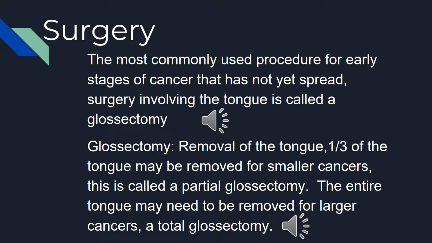The most commonly used procedure for the early stages of cancer is surgery. Surgery involving the tongue is called a glossectomy. These surgeries are mostly performed for cancers that have not yet spread. A glossectomy is the surgical removal of all or part of the tongue. One third of the tongue may be removed for smaller cancers, and that is a partial glossectomy. When the entire tongue is removed for larger cancers, that is called a total glossectomy.